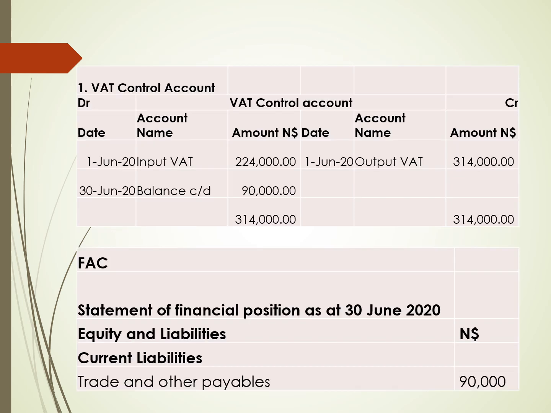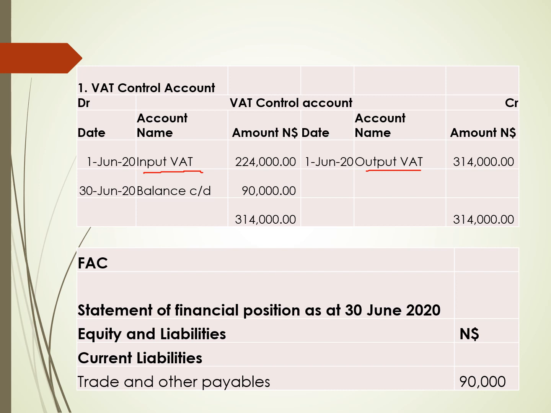To record input and output VAT in the VAT Control General Ledger account, we have to consider what type of elements input and output VAT is. Input VAT is an asset, and thus it's recorded on the debit side because it can be claimed from the receiver of revenue. Output VAT is a liability, and it has to be paid to the receiver of revenue. Thus, it is recorded on the credit side.